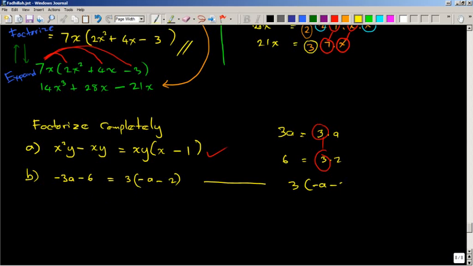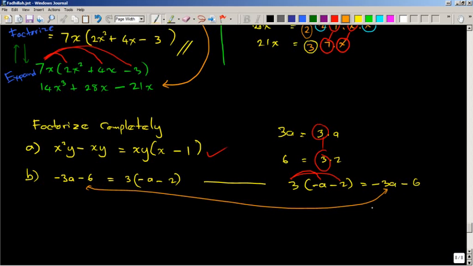3 minus A minus 2. 3 times minus A dapat apa? Minus 3A. And then 3 times 2 becomes 6. So jawapan sama ke tak? Yeah. Sama kan? Alright, sama. Okay, good. Tetapi, ada tetapi. But, this answer is actually correct already.